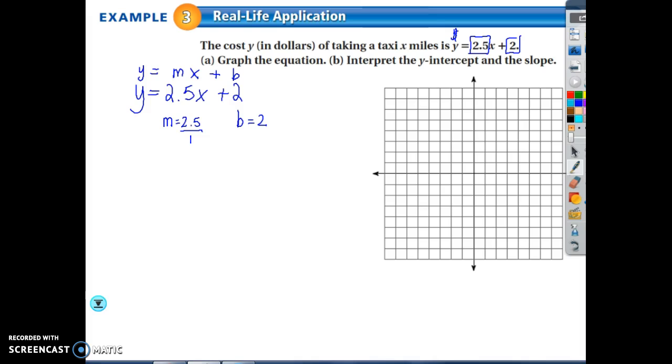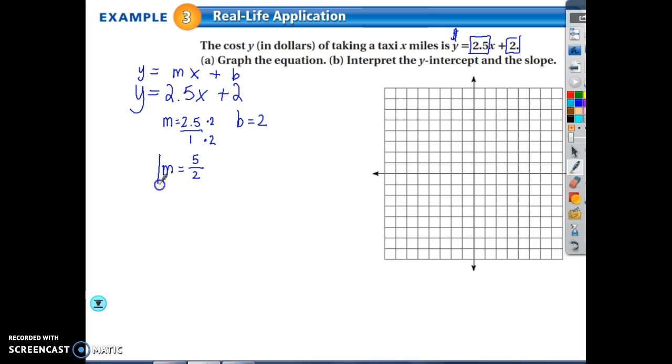So what I'm going to do instead is I'm going to make sure that I do not have a decimal in my fraction. To do that, I could multiply by 10. Multiplying by 10 would take the decimal and move it to the right one time. But instead, I can multiply the numerator and the denominator by 2. And that's going to give me a slope of 5 over 2, which is just a little bit easier to work with. It's the same thing as 2.5, just a little bit easier to graph.